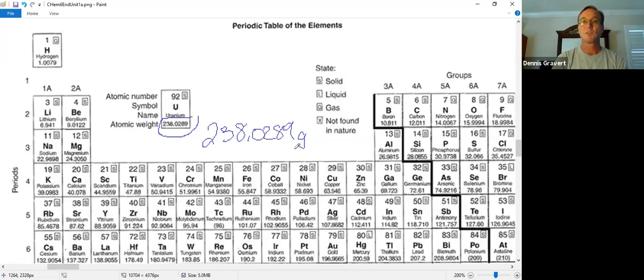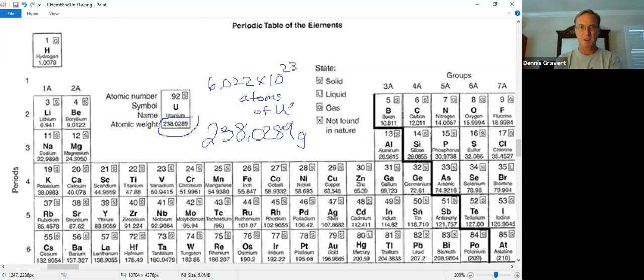238.0289 grams. So uranium is a really heavy metal, and you put a bunch of these pieces of uranium onto a balance, and you stop adding little blocks of this metal when the balance reads 238.0289 grams. On the balance will be 6.022 times 10 to the 23rd atoms of uranium. So you can count atoms by weighing them out. That's cool. We're going to find that really helpful when we start looking at chemical reactions.